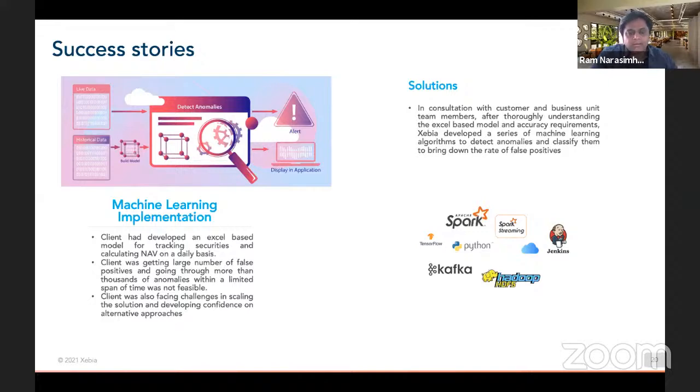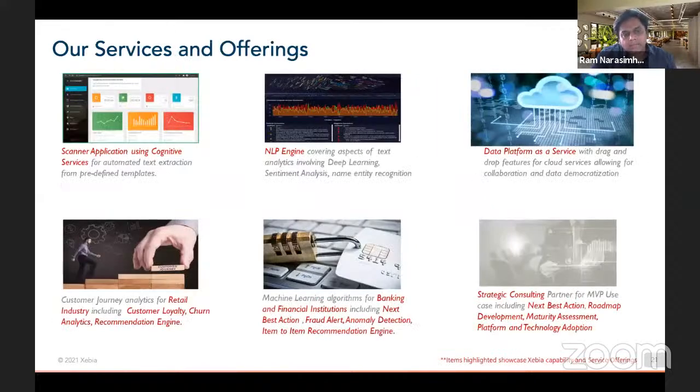Lastly, in the next slide, you can see that the first solution is a scanner app. So if you're doing any sort of OCR application where you're extracting information for loan processing, things like that, that is a cognitive services solution that can be built for a bank, loan processing, KYC, ID verification, and things like that. So that is something that we do for a lot of our customers.